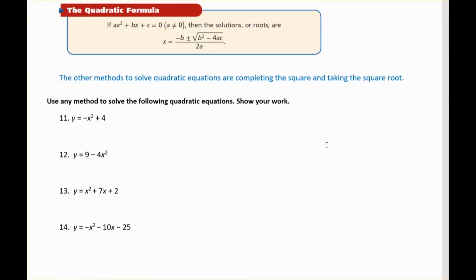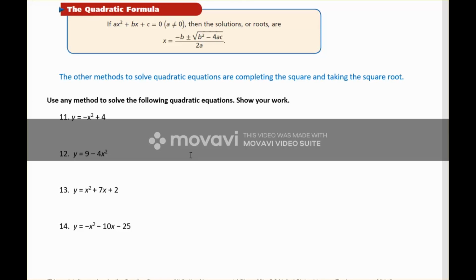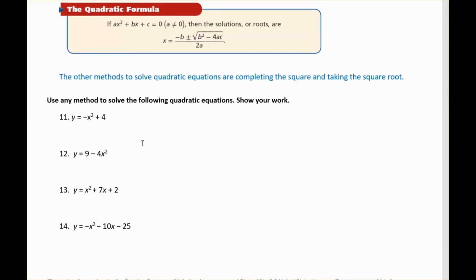On this worksheet, it says to solve the following quadratic equations. That means to find the zeros. So you could solve with graphing. If you do that, then please paste the graph on this page. Or you can solve by factoring, or you could use the quadratic formula, or you could try some other method. Now it says y equals. When we're looking for the zeros, we're going to replace y with 0 so that we can find the zeros.